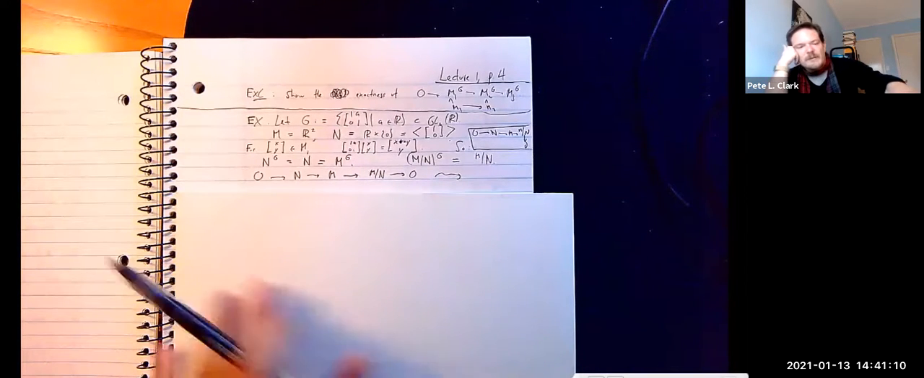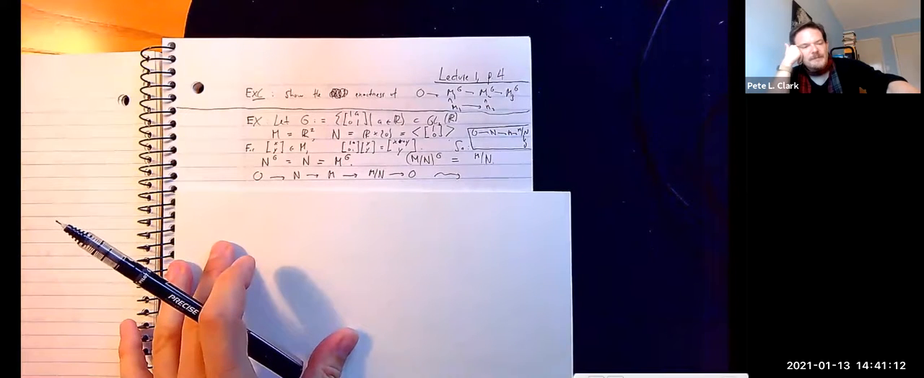So if we take the G invariance of this short exact sequence, 0 to N to M to M mod N to 0, I'll probably go to 250 today, by the way. If you have to leave at 240, no problem. We're recording it, we'll upload it, no problem at all. Go at least to 250.